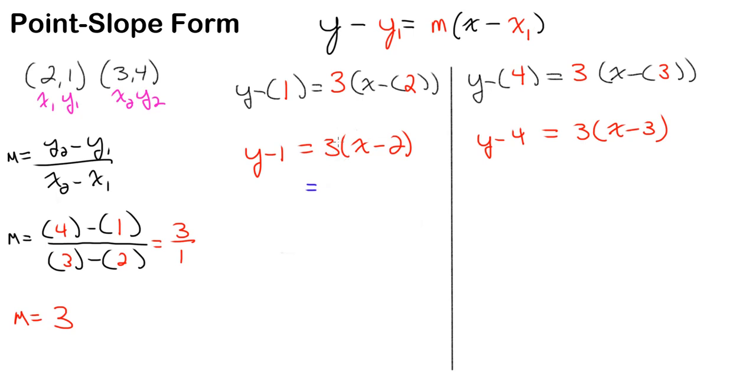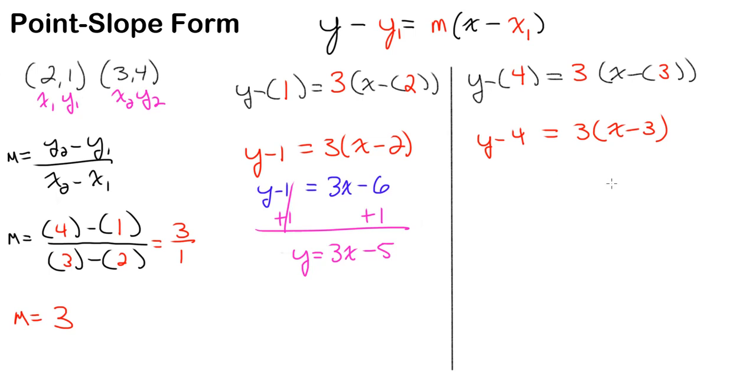We're going to distribute 3 times x is 3x, and 3 times negative 2 is negative 6. We bring down the y minus 1. We're going to add 1 to both sides so that we can solve for y. And we get y equals 3x minus 5.